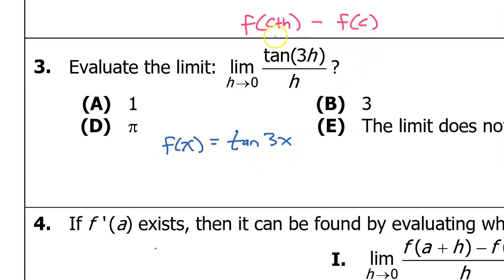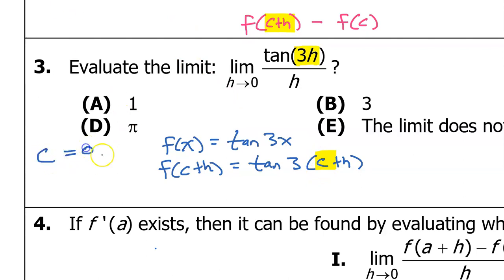Now let's talk about the value of c. So if f of x is equal to tangent of 3x, then what about f at c plus h? So f at c plus h would then be the tangent of 3 times c plus h. But notice on the inside here, all we have is 3h. There's nothing extra being added on. So that suggests to me that maybe c is 0. So imagine that for a second. What if c is 0?